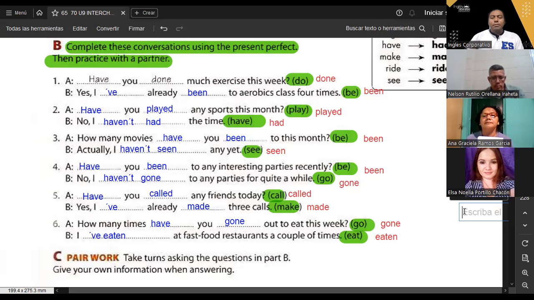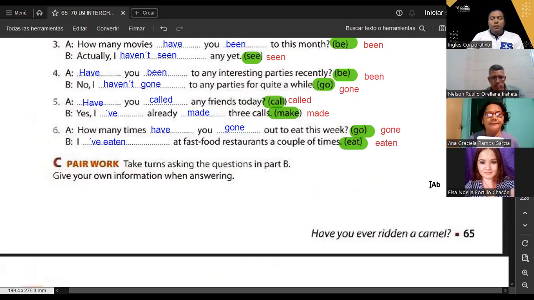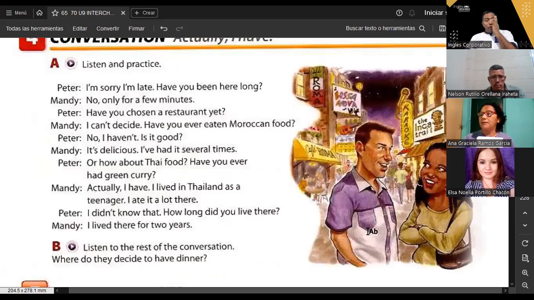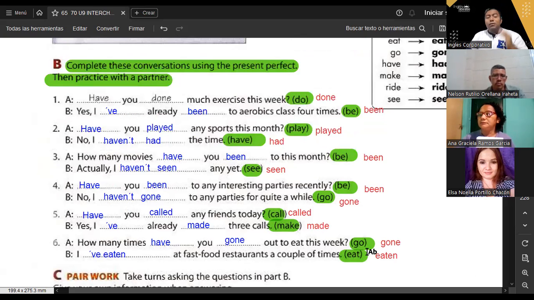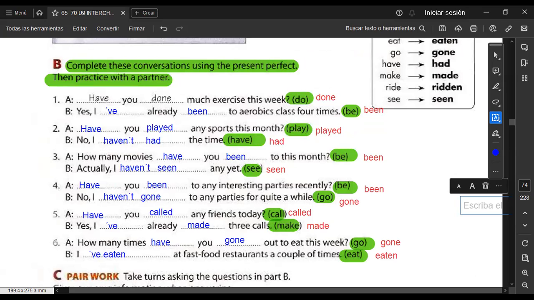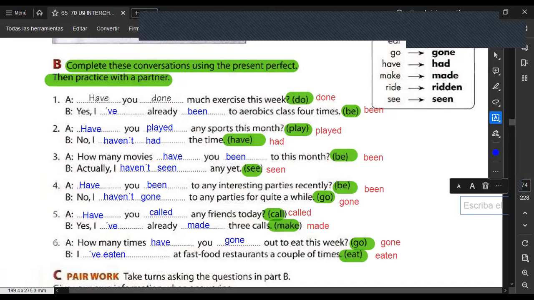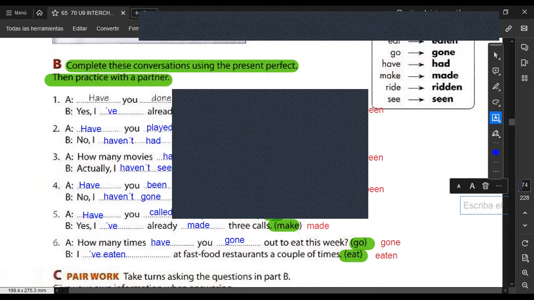Okay, no more questions. So we're going to move on to this conversation. First of all, you're going to listen and you're going to tell me what you listen. Usted la va a escuchar y me va a decir qué es lo que escucha, ¿verdad? Page 66, exercise 4, conversation. Actually, I have. Part A, listen and practice.